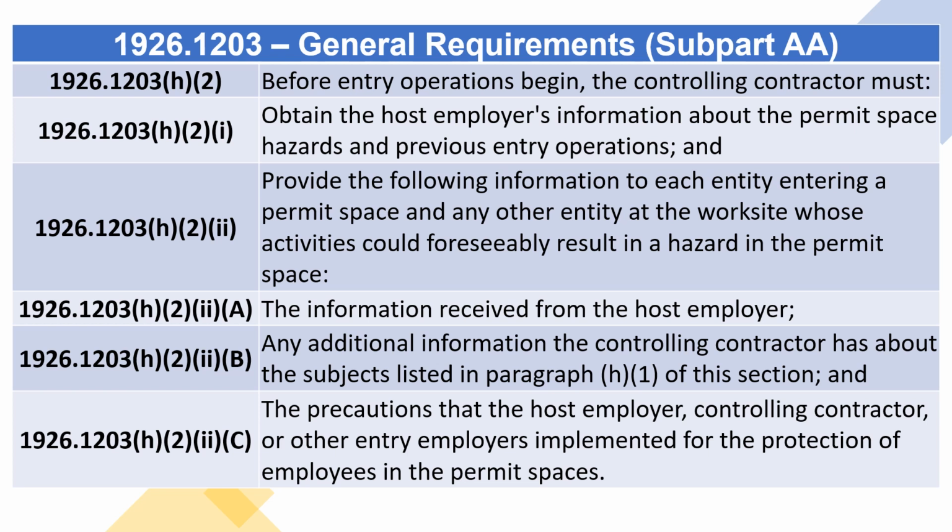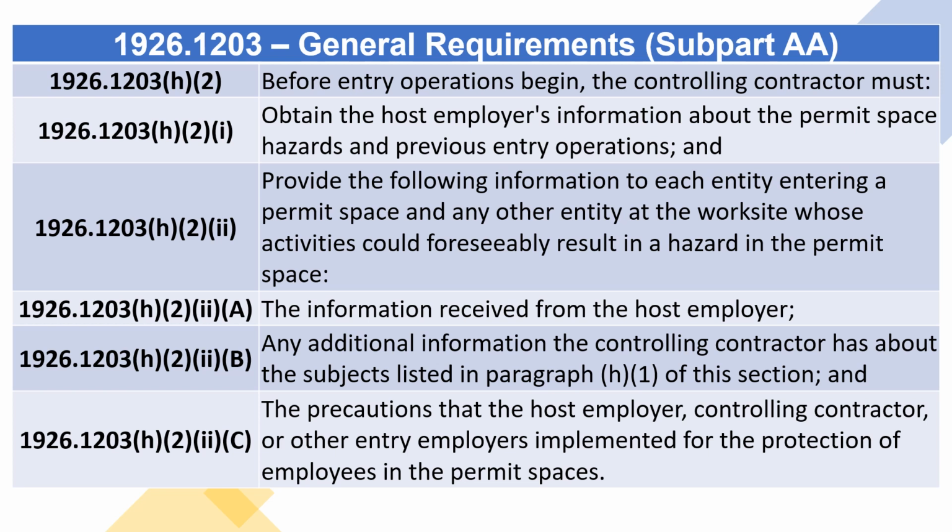1926.1203(h)(2). Before entry operations begin, the controlling contractor must obtain the host employer's information about the permit space hazards and previous entry operations, and provide the following information to each entity entering a permit space and any other entity at the worksite whose activities could foreseeably result in a hazard in the permit space.